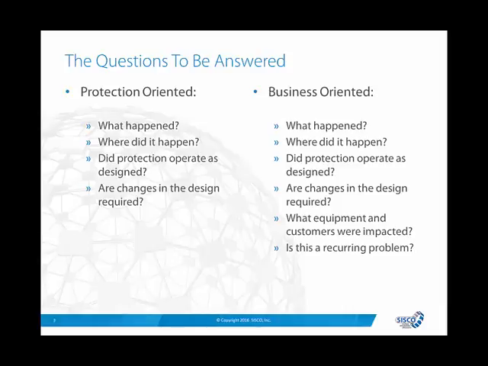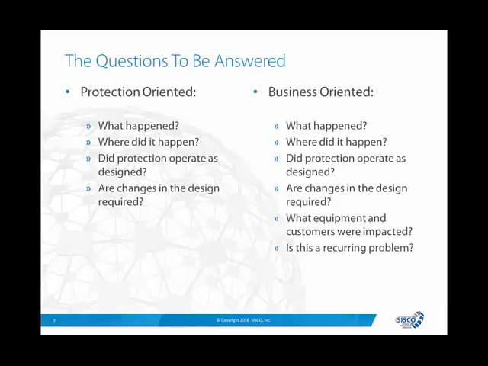When an outage occurs, however short, there are two types of questions that need to be answered. One regarding the protection of the electrical system, and then some business-oriented questions. There are some common questions between those two. What happened? Where did the outage occur? Did the protection operate as designed? Are there any changes in the design required?